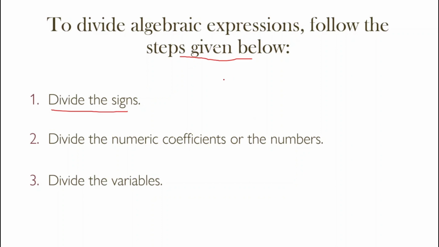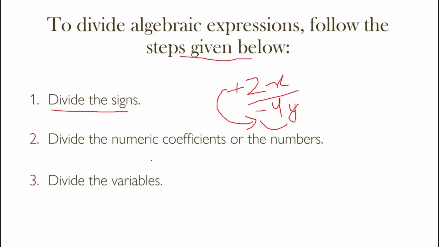Like if you are dividing two algebraic expressions, say you are dividing 2x with minus 4y. So first, always and always we look for the signs of the algebraic expression. Like 2x doesn't have a sign before it, so it means it is positive. And 4y has a negative sign before it. So first we'll apply the rule that whenever one of the signs is positive and one of the signs is negative, how do we divide them?